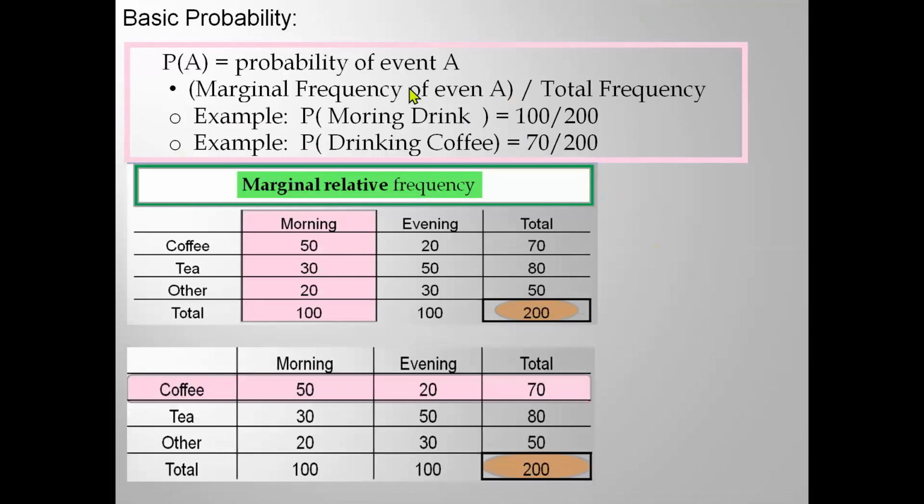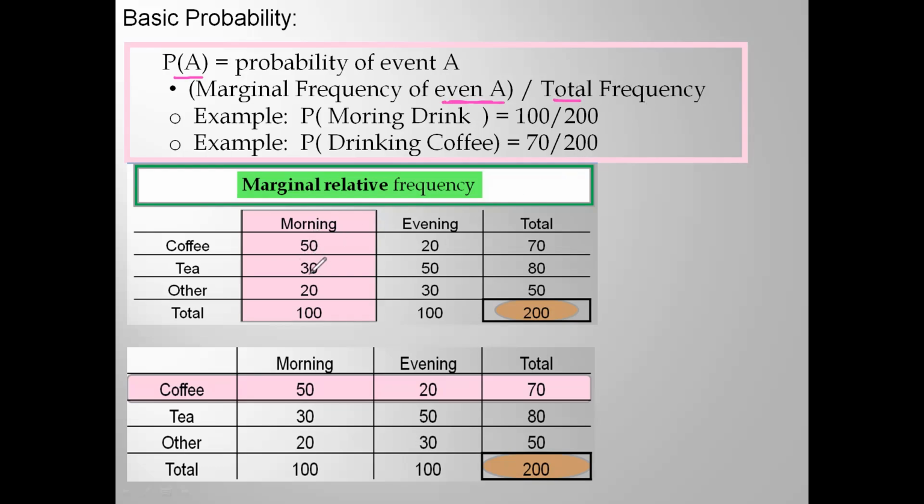Okie doke, let's review our frequency. The first one we're going to look at is marginal frequency. So marginal frequency is essentially our general probability. We're looking for the probability of our event. What ends up happening is the marginal frequency of our event A divided by our total.